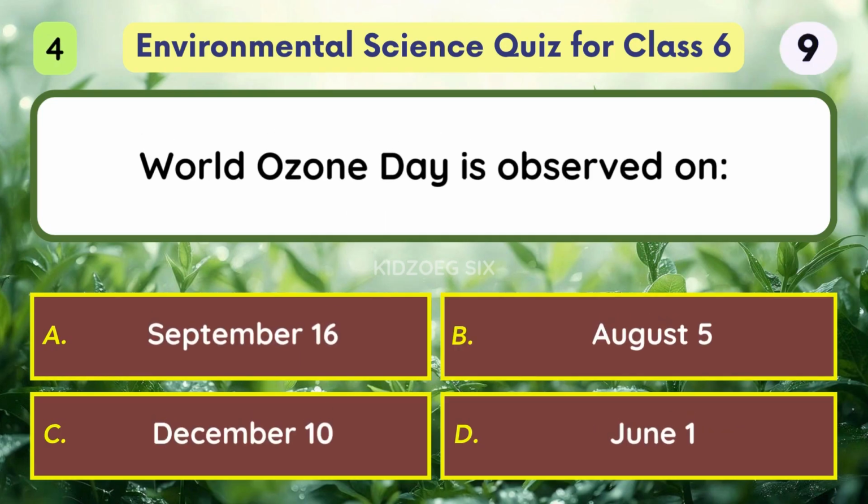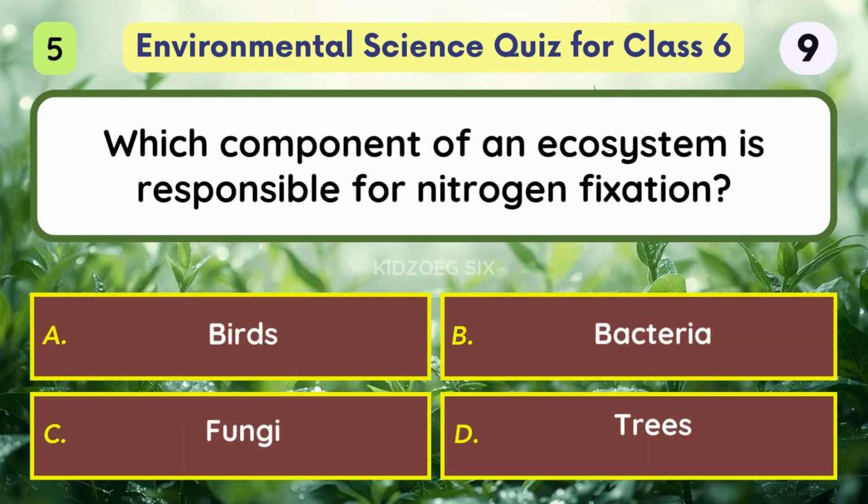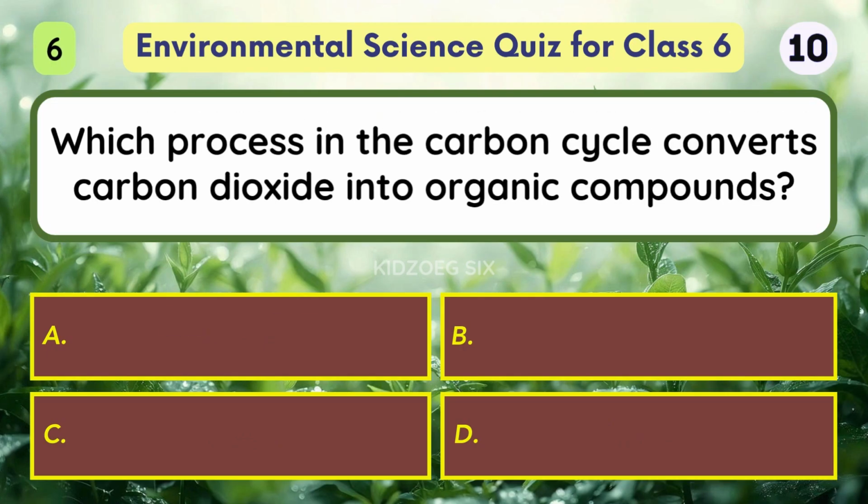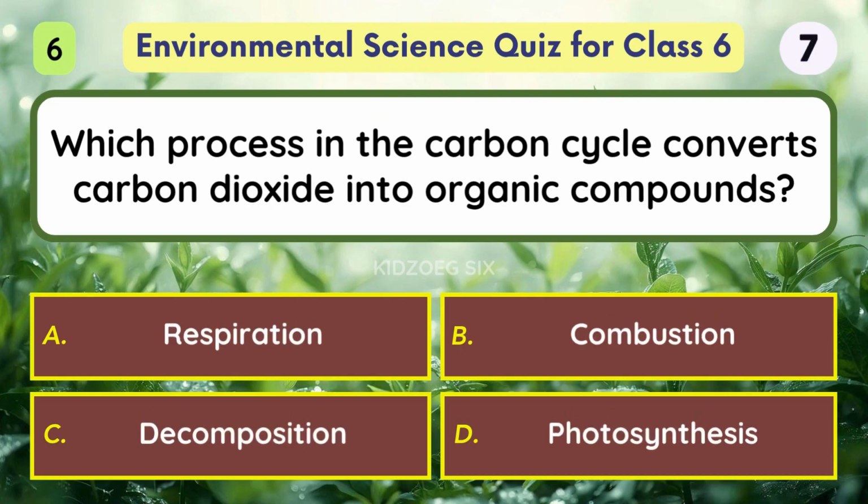World Ozone Day is observed on. September 16th. Which component of an ecosystem is responsible for nitrogen fixation? Bacteria. Which process in the carbon cycle converts carbon dioxide into organic compounds? Photosynthesis.